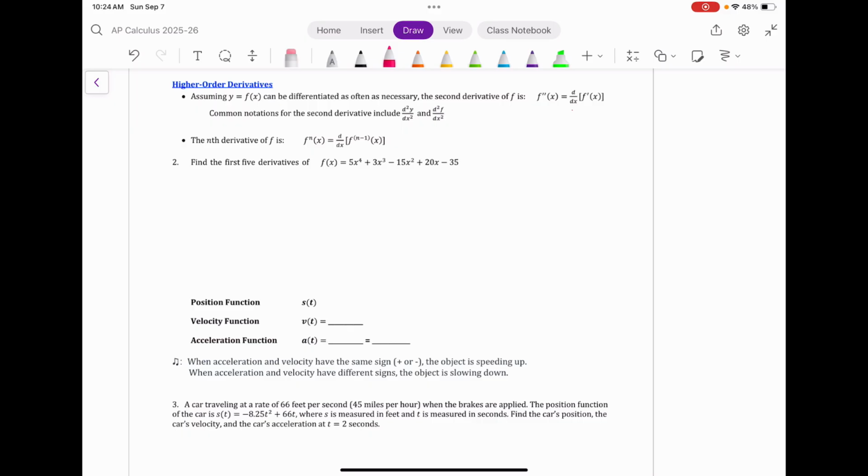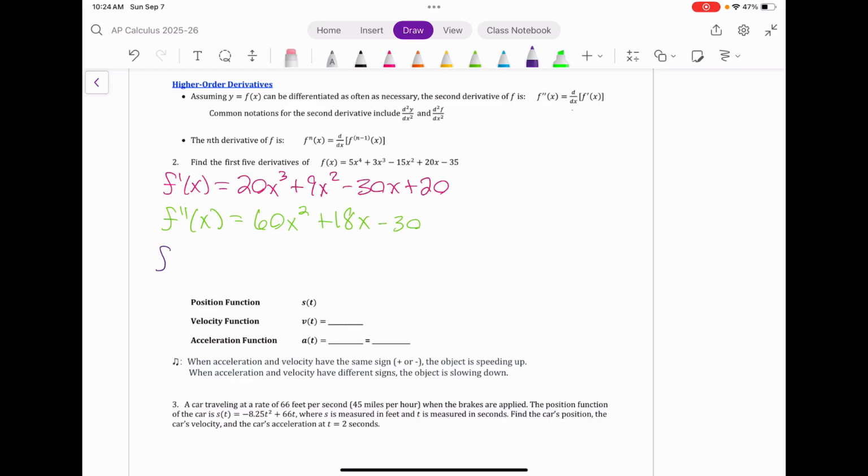Okay, so let's find the first 5 derivatives of this function. Okay, so the first derivative, we just have to apply the power rule and the constant rule at the end. So we get 20x cubed plus 9x squared minus 30x plus 20 plus 0. All right, and then the second derivative would be 60x squared plus 18x minus 30. Okay, the third derivative, we can do triple prime, f triple prime of x equals 120x plus 18.